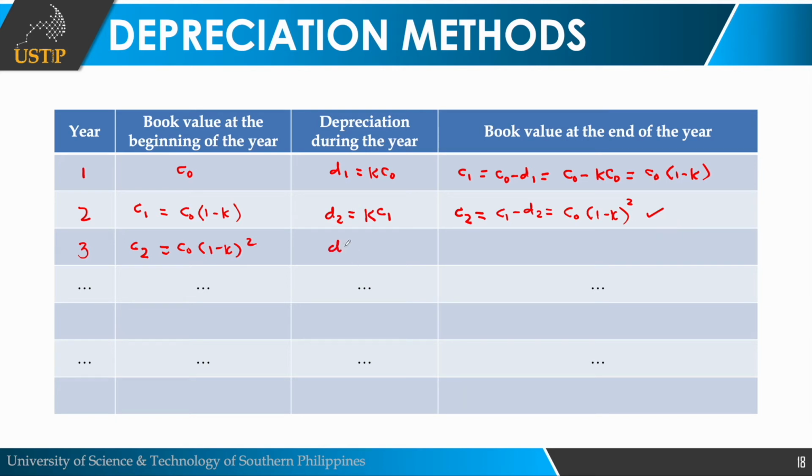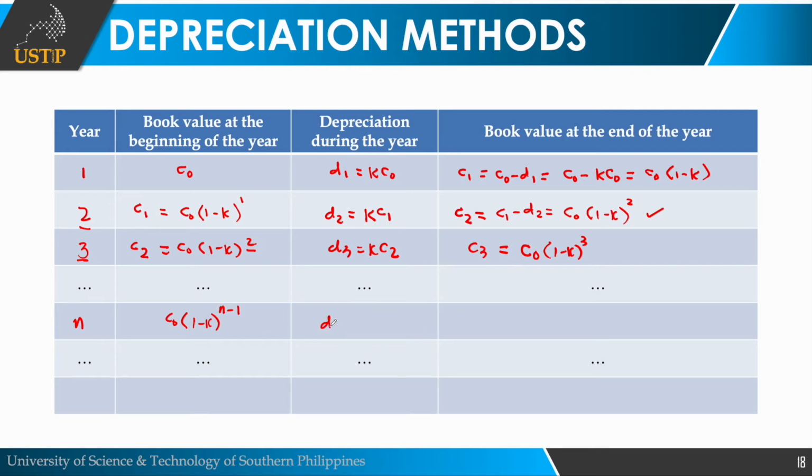So imong D sub 3 karon is K times C sub 2. Okay, so imong C sub 3 karon, you follow the pattern, that is just C sub O (1 minus K) cubed. Okay? So, maabot ta class sa nth year. Kung i-follow ginatong pattern, that is just equivalent to C sub O (1 minus K). Ang imuhang exponent ana is, diba, third year, imuha is 2. For second year, that is 1. So that means imo na exponent is just n minus 1.